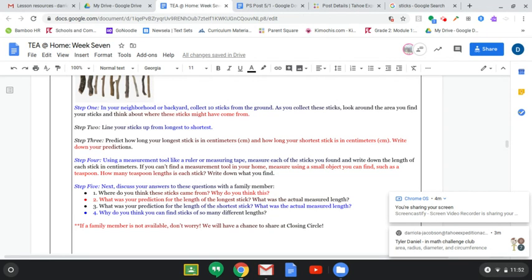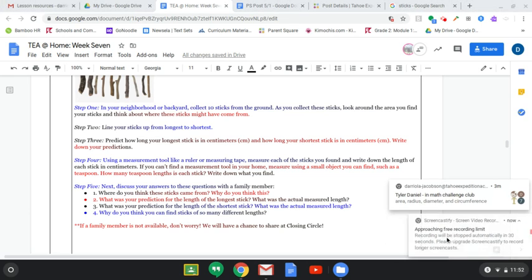We will be talking about this at Closing Circle this afternoon. So, if for some reason you didn't get a chance to discuss this with a family member, that is fine. You can always just write down your thoughts now and talk to Miss Marissa and myself about it at Closing Circle. So I am excited to see what you all find.